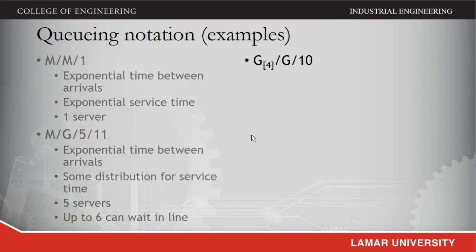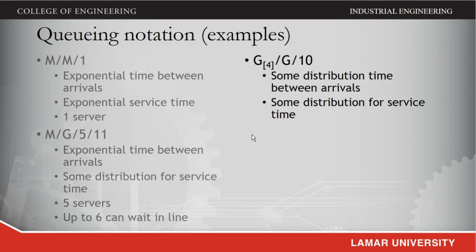Here we have another notation, G^[4]/G/10. What this means is that there is some distribution for the time between arrivals that is not deterministic, but we cannot guarantee that it's exponential. We have some distribution for service, and we have 10 servers. There is no limit on the number of spaces in the line. However, the arrivals happen in batches of size 4, and that changes the behavior of the system.